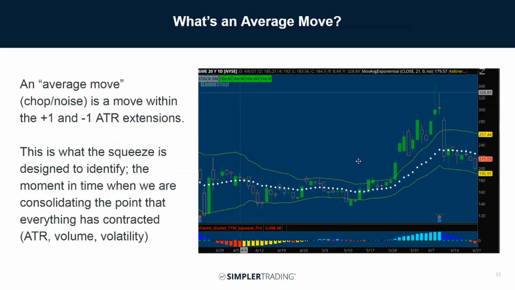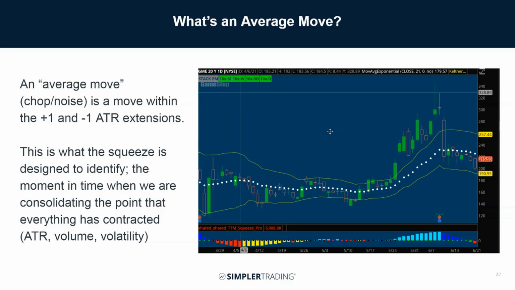Now you hear me keep referring to an average move. So what do I even mean by an average move? Well, an average move is a move between +1 and -1 ATR, the average true range. The average move for a stock, 1 ATR to the upside, 1 ATR to the downside. That's just the average. It's choppiness, it's noise, and the squeeze.